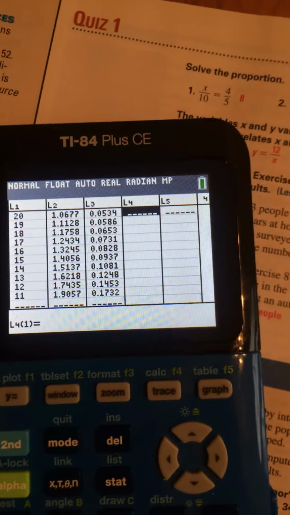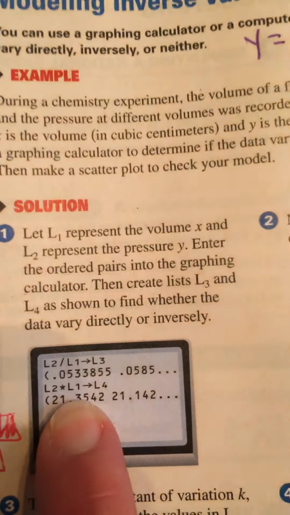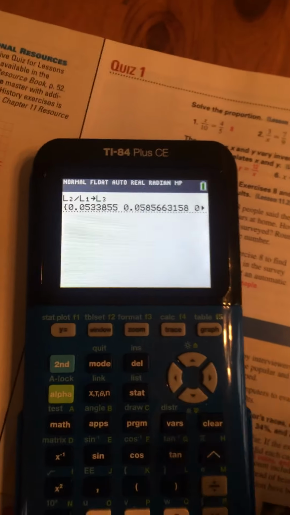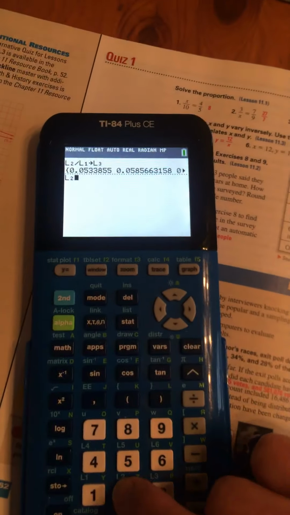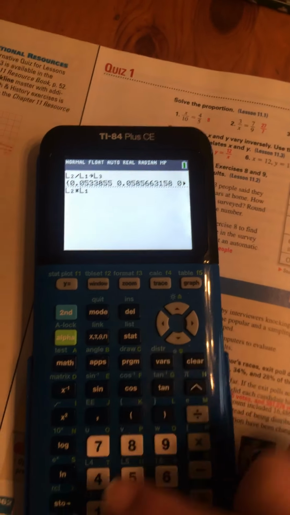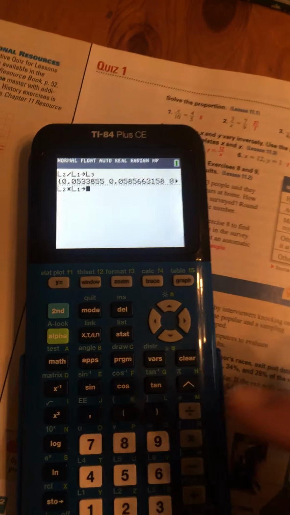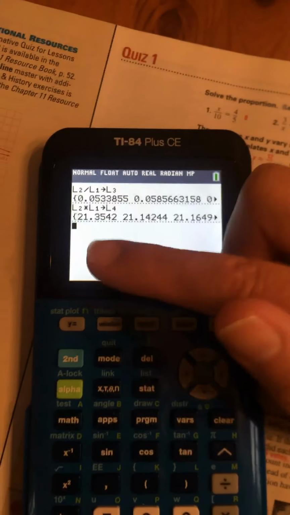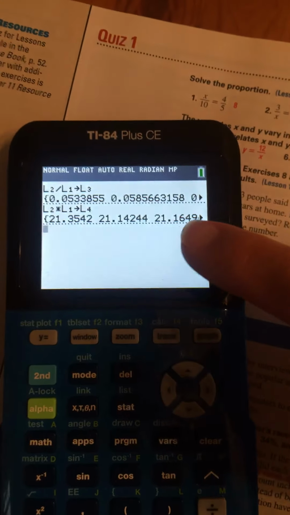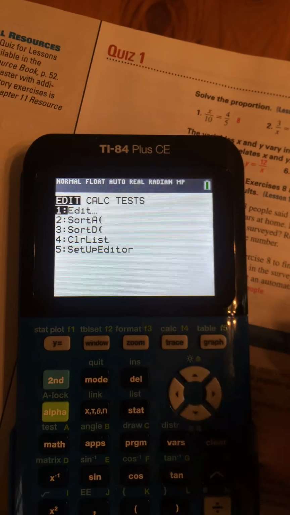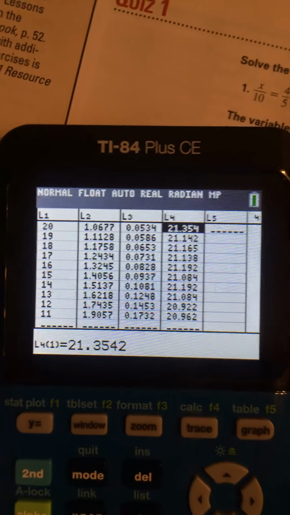Okay. They want us to do it again, and this time they want us to multiply them and see what we get. So I'm going to quit out of this, and they want us to say L2 times L1. So I'm going to go second 2 times second 1, and I'm going to make that list 4. So now I do second 4. See where those are? Okay, and if I hit enter, there's the answers. But I only see 3. I could arrow over, but to me that's confusing. I want to see it in a list. So I'm going to go stat, edit, and there's the answers to 4.